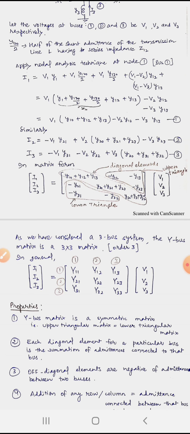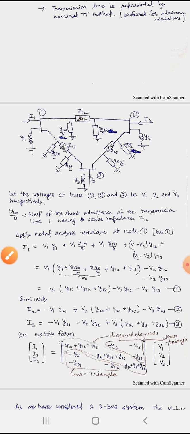You can see here that the diagonal elements, for suppose bus number 1, the element value is Y10 plus Y12 plus Y13. So that means all the admittances connected to bus number 1. You can see here, this is Y12, this is Y13. So these are all the admittances that are connected to bus number 1.